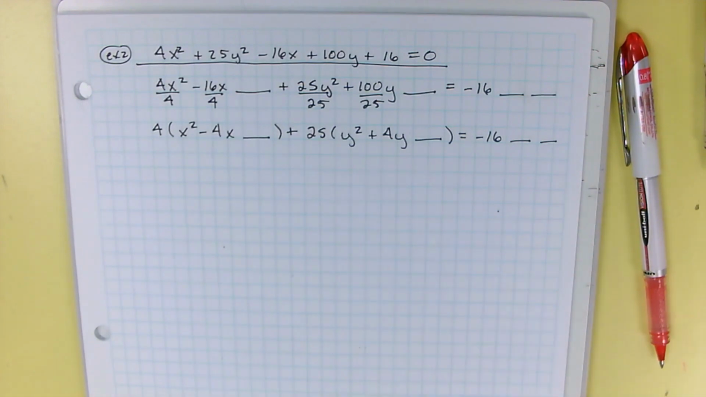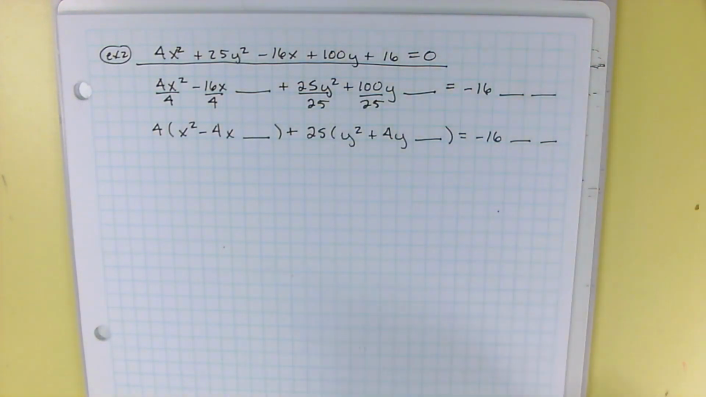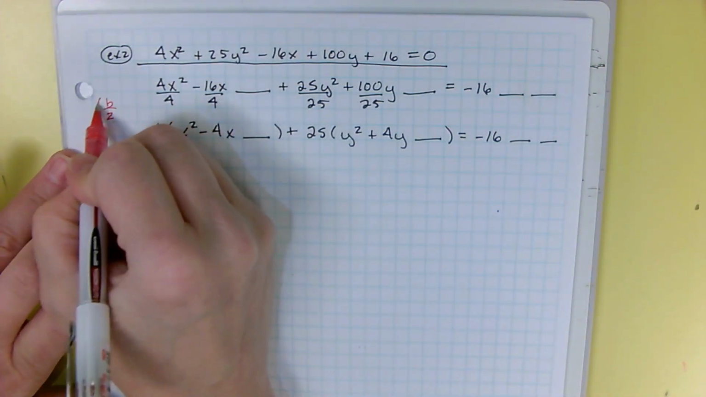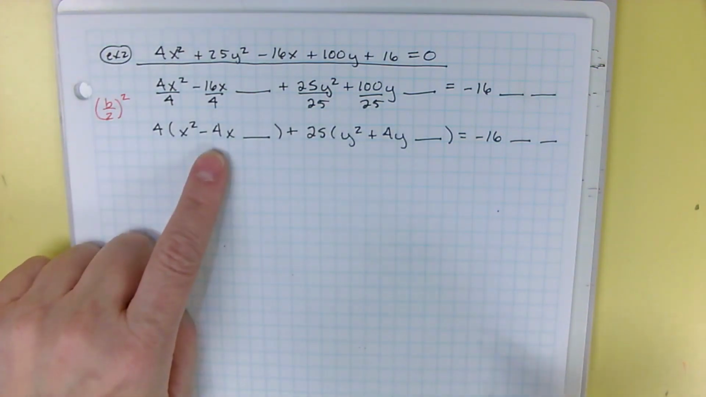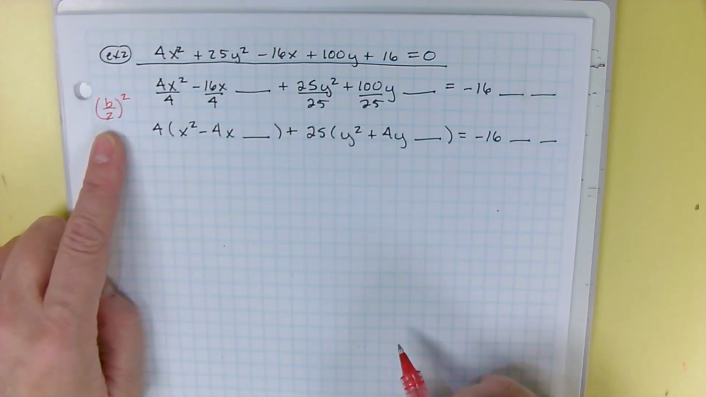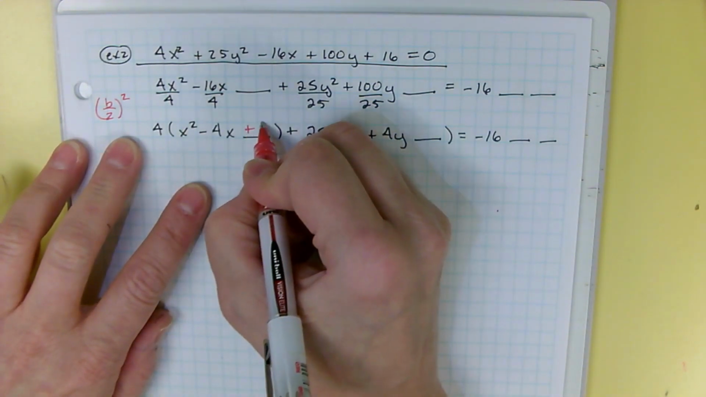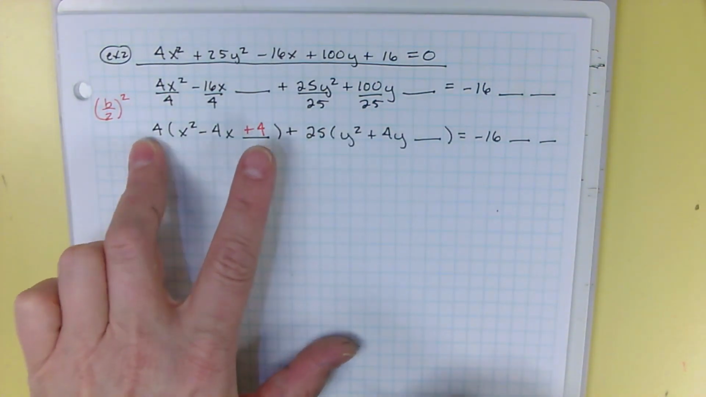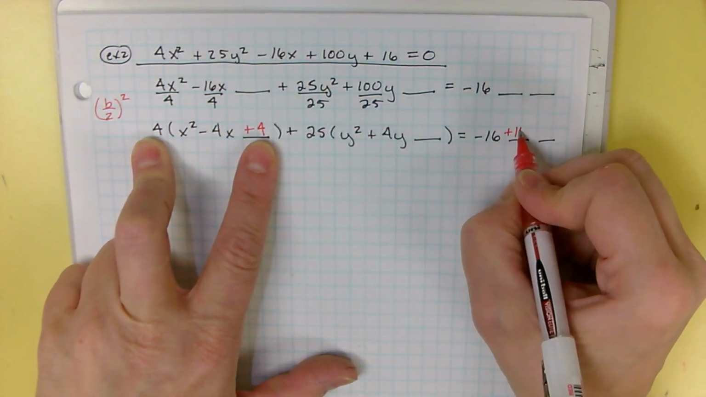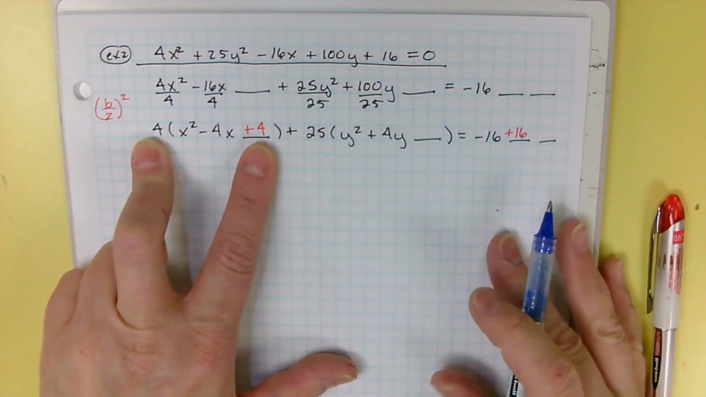All right, now we're going to complete the square. b divided by 2, quantity squared. So -4 divided by 2 is -2. Squared is +4, so I'm going to add 4. And then since 4 is being multiplied by 4, I'm going to add 16 to keep it balanced.